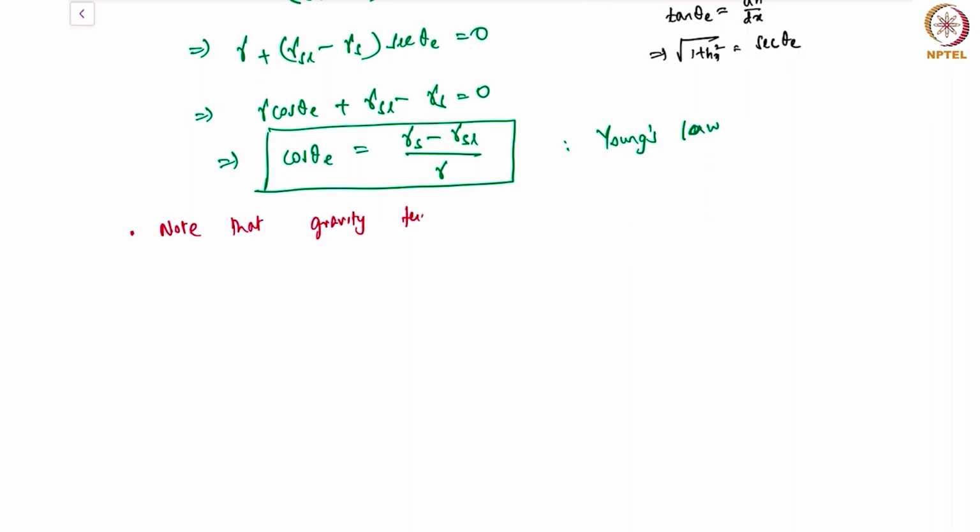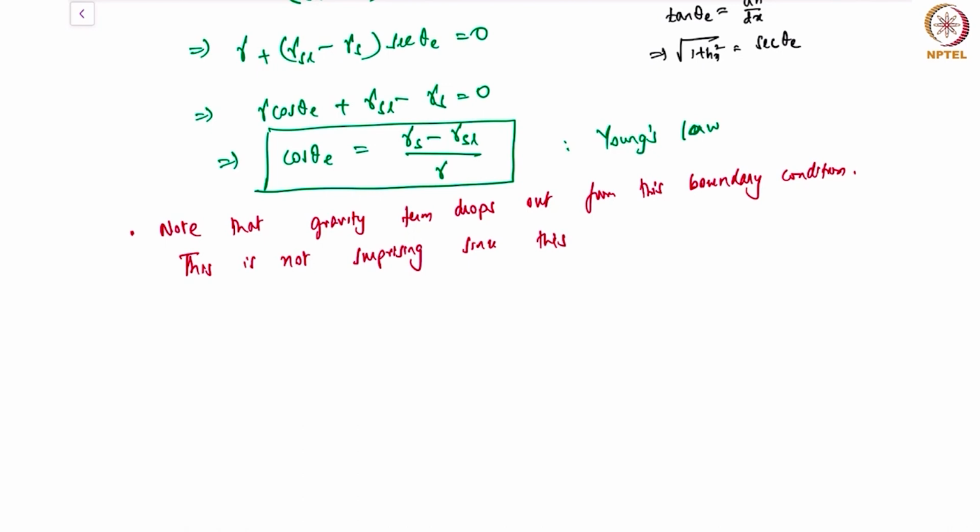Gravity term drops out from this boundary condition. This suggests that this law should be applied only very close to the contact line. Okay. This is not surprising, since this relation is valid very close to the contact line.